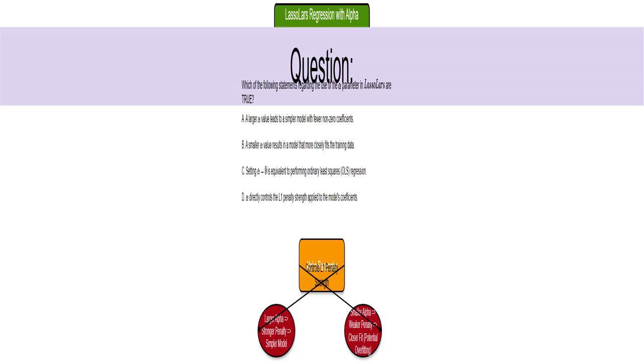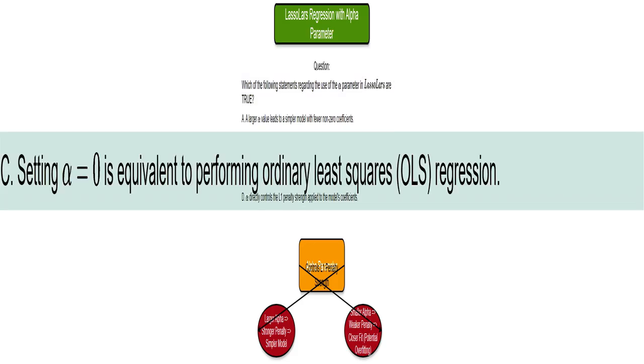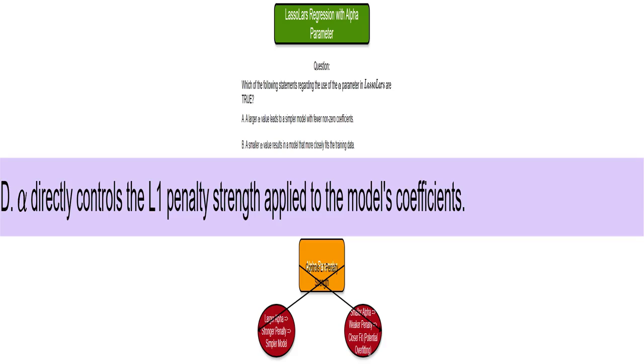This is the question you're trying to answer about the alpha parameter in the LassoLars regression model from Sklearn. The goal here is to identify the correct statements about how the alpha parameter affects the LassoLars model in Sklearn. This highlights the importance of understanding the alpha parameter, which is the main focus of the quiz question. This explains the topic of the quiz, exploring how the alpha parameter impacts LassoLars regression. We'll be looking at how different alpha values affect the model's complexity and its fit to the data.